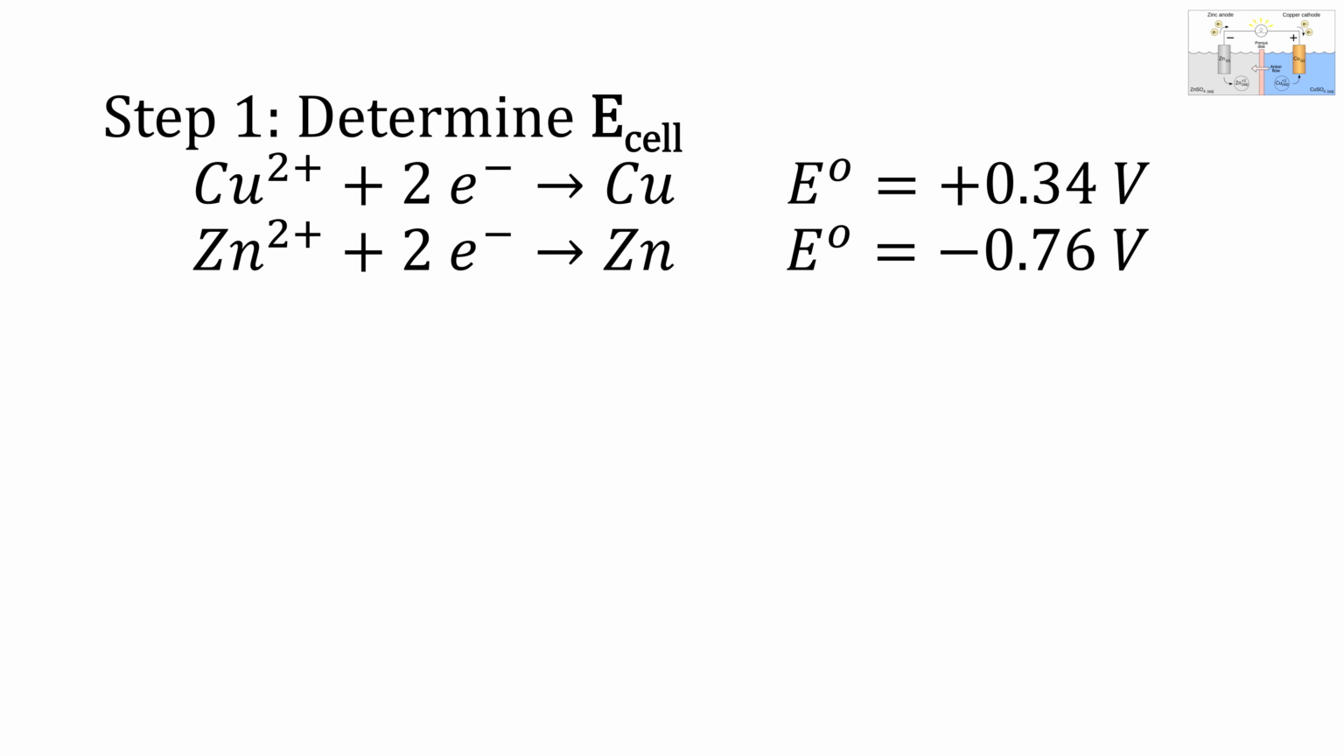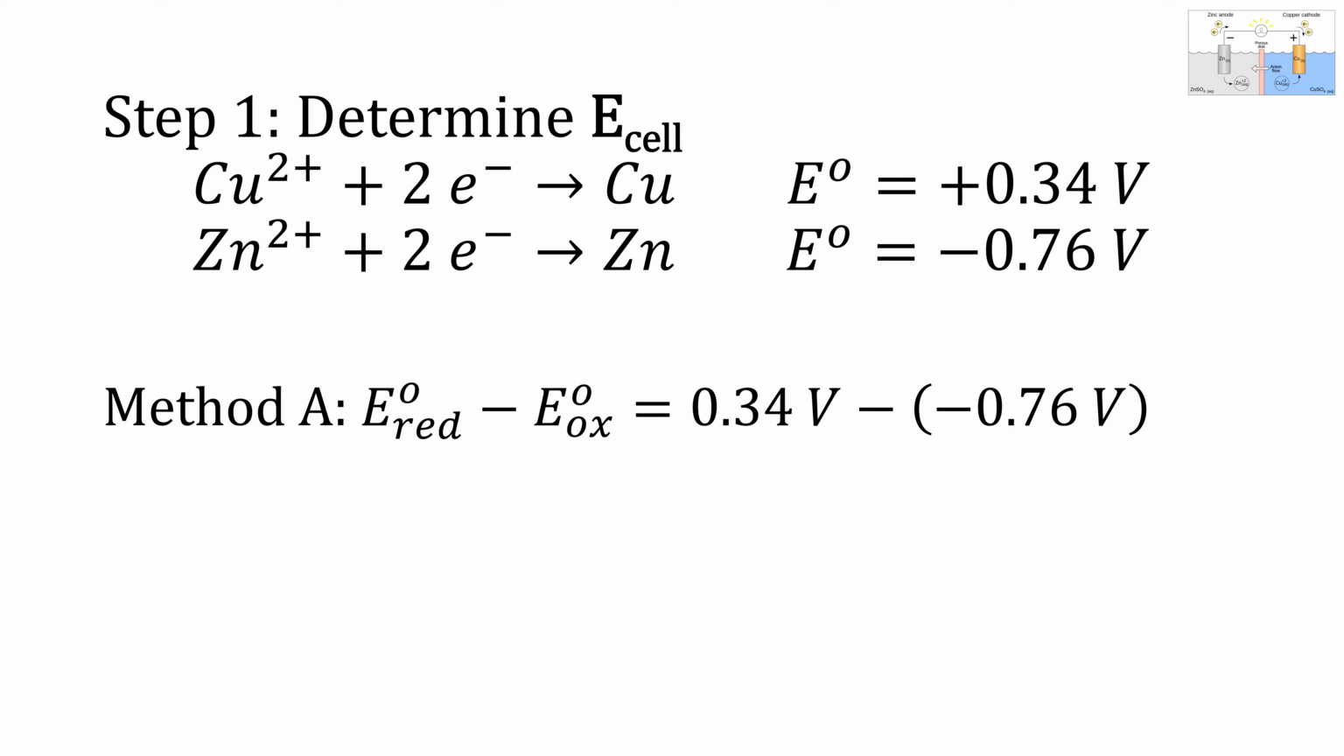In our first step to determine E°cell, we need to find the standard reduction potentials for both copper and zinc from a table. We find that for copper 2+ being reduced to copper solid, our standard potential is 0.34 volts, and for the same process for zinc, our standard potential is negative 0.76 volts.